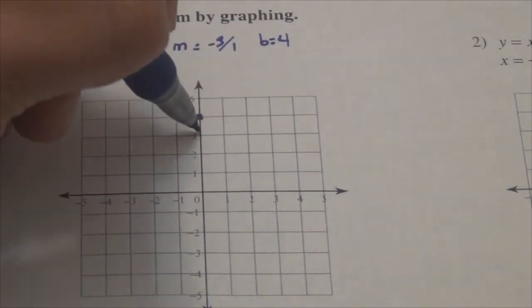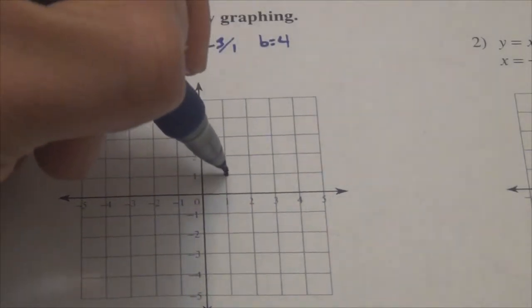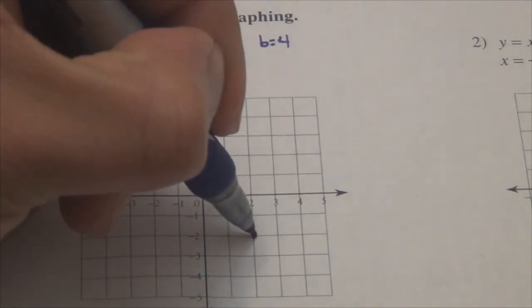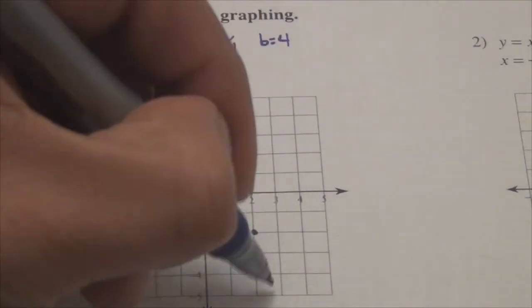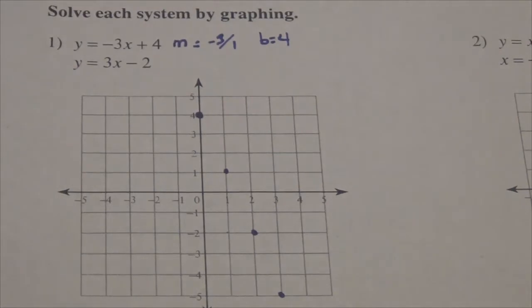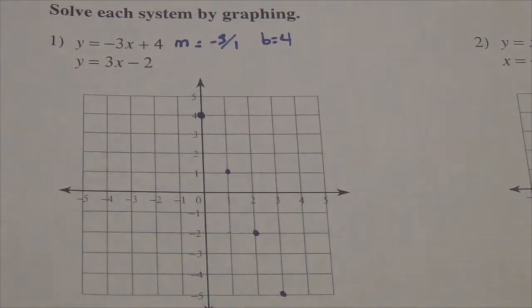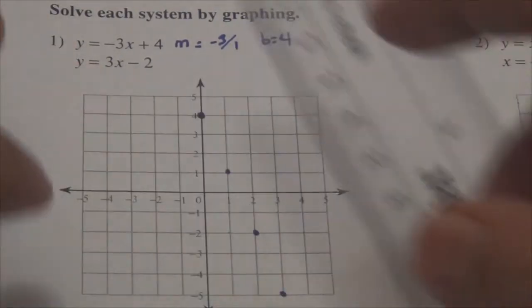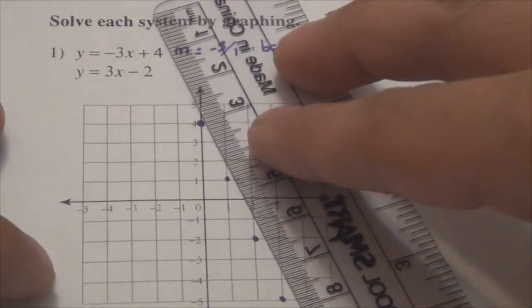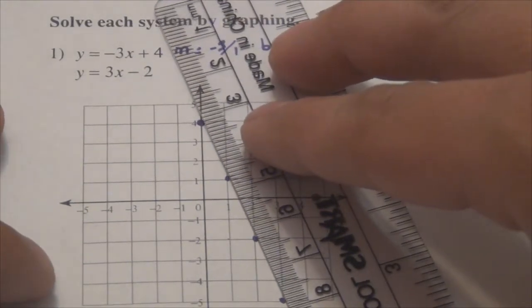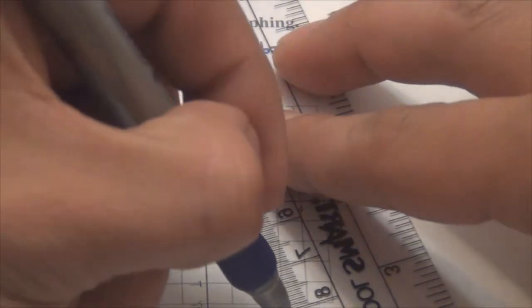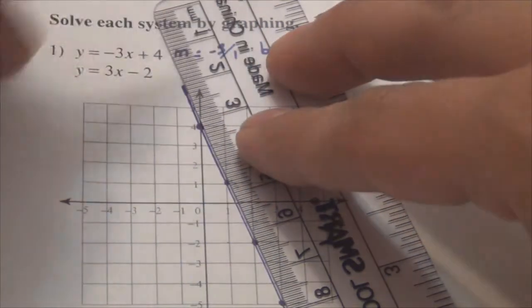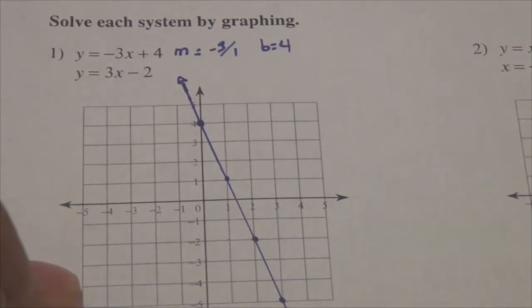So 3 down and 1 to the right: 1, 2, 3, 1 to the right. I don't need to graph anymore, but let me just do it. So I graph this one. Now, these are equations, not inequalities, so the lines are going to be solid.